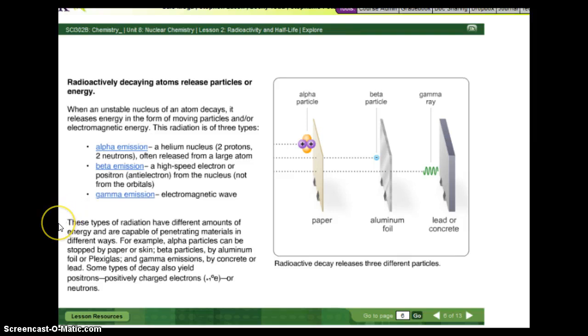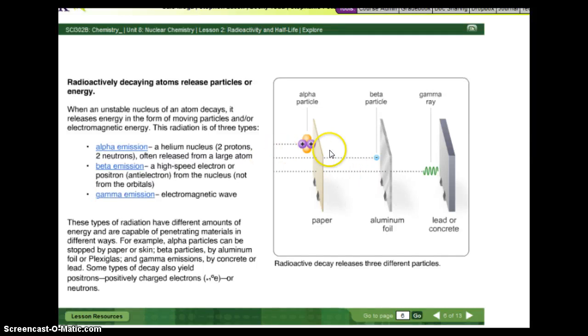These types of radiation have different amounts of energy and are capable of penetrating materials in different ways. For example, alpha particles can be stopped by paper or skin, beta particles by aluminum foil or plexiglass, and gamma emissions by concrete or lead. Some types of decay also yield positrons, positively charged electrons, or neutrons.